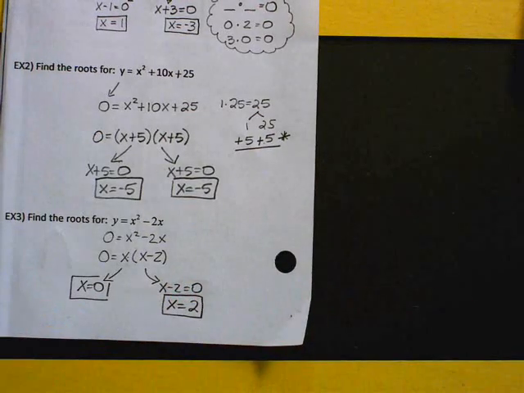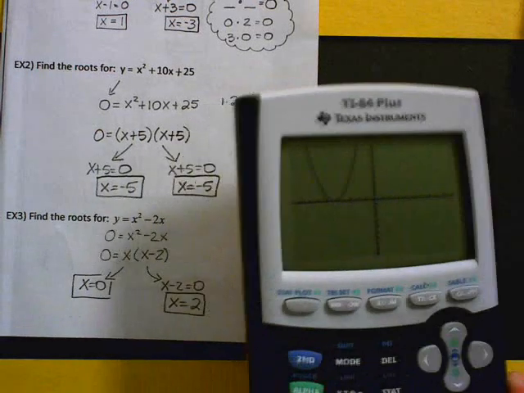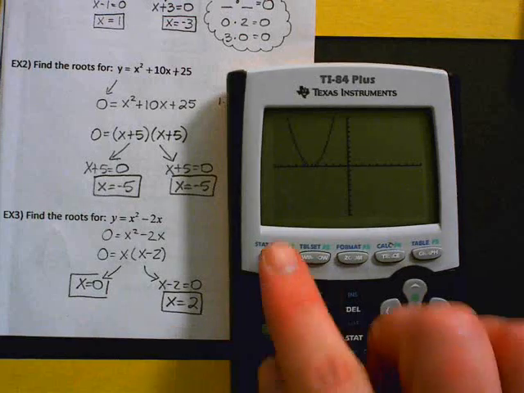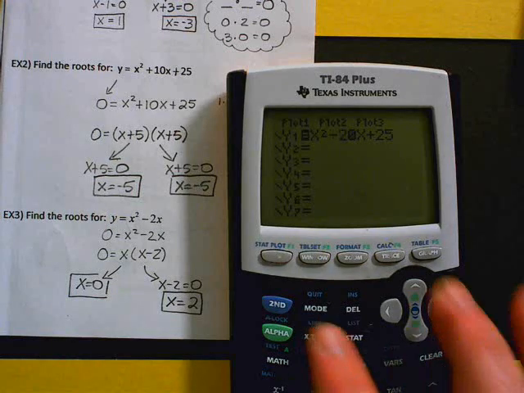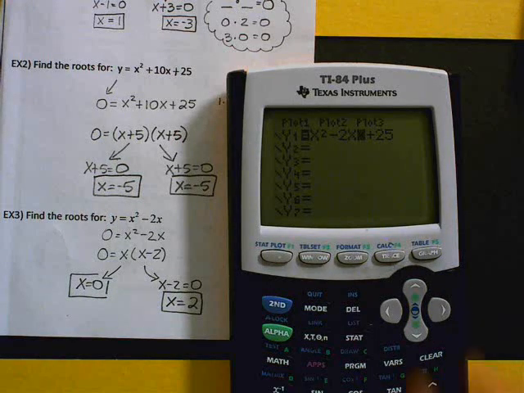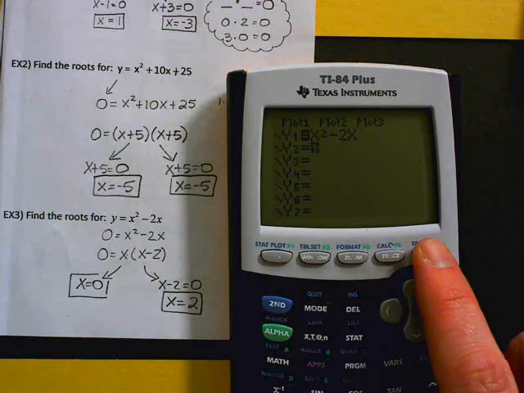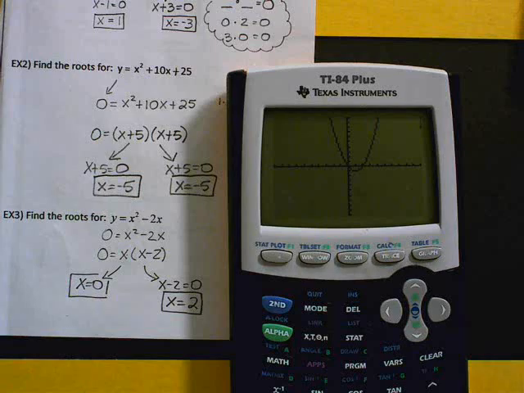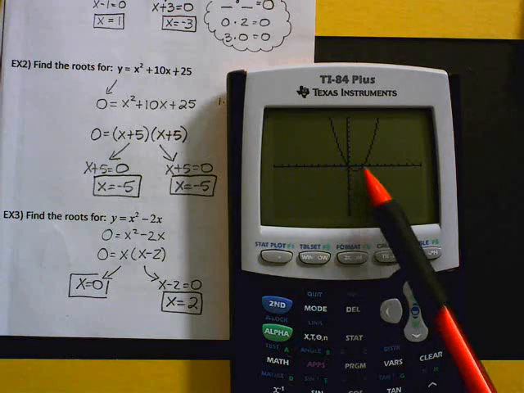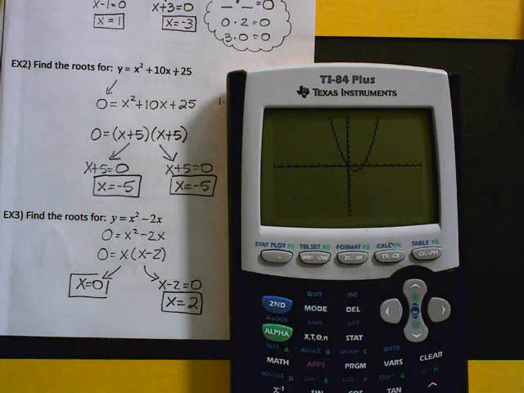So let's take a quick look on our graph. If I press Y, I'm going to change that to negative 2x, and just delete it. Press enter. Second, no, I'm sorry, clear. Press graph, and if you notice right there, my points of intersection are 0 and 2, just like I got on my paper. Okay? Alright, very well. Let's go on to the next problem.